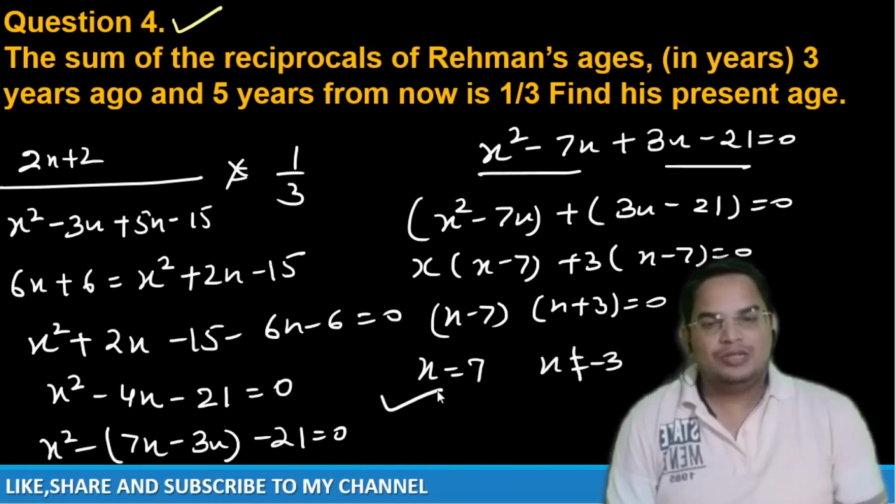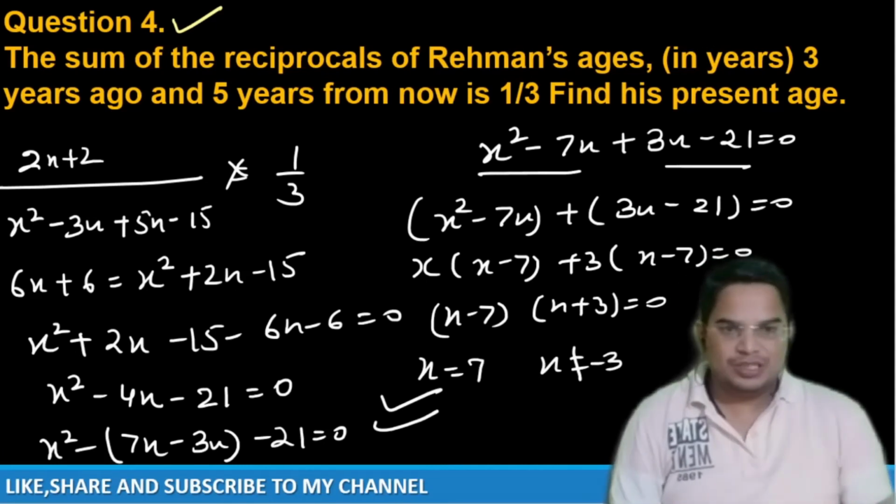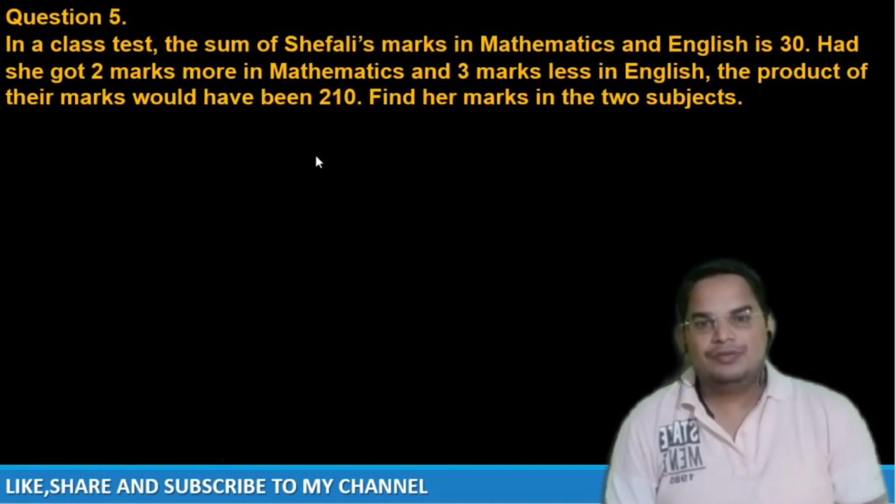Age cannot be negative, so the age of Rahman is 7 years. Okay, I hope all of you understood this thing. Let's move to the next question. What is the next question given here? Look at this. Question number 5. It's a good question.